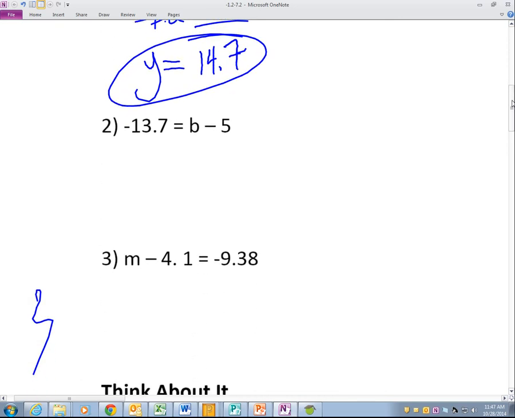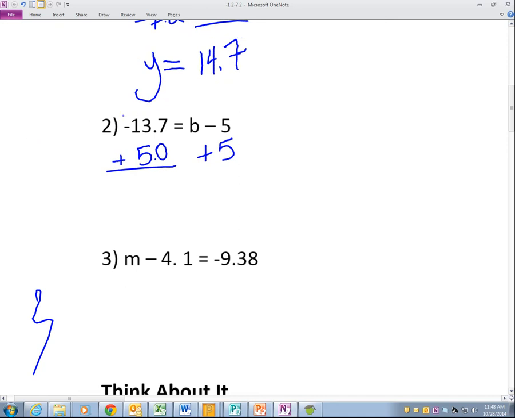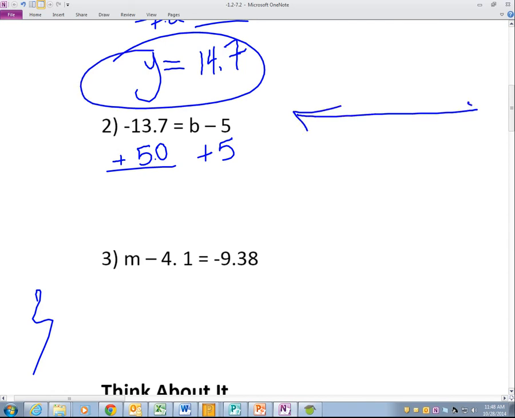For number 2, what's happening to the variable is 5 is being taken away from it. So to make it back to just being the variable, I'm going to have to add 5 to either side. Now here's the trouble with this. I'm lining up the decimals. We are going to have a positive or a negative sum there. It's going to be negative because our number here of negative 13.7 is bigger than what's being added to it. So if I'm looking at a number line, and I'll do this visually, I did it standing in front of the group yesterday or earlier.